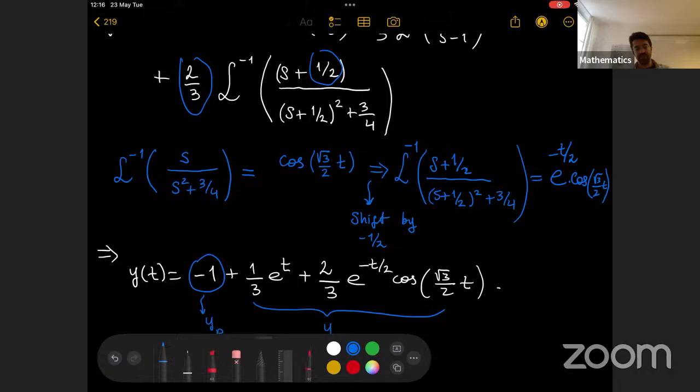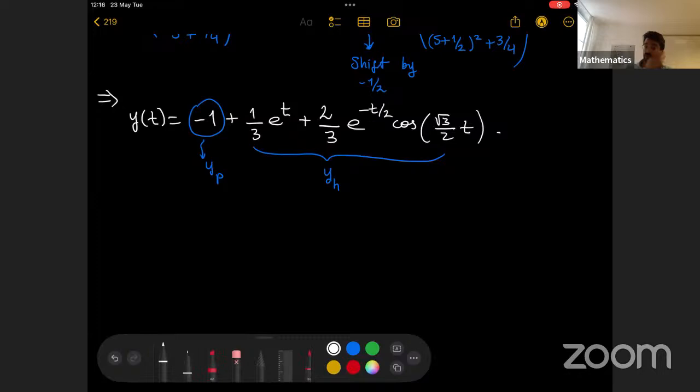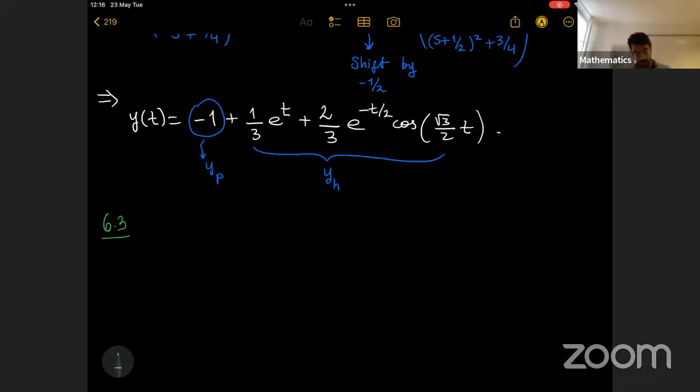Let's talk about step functions, and now we will consider differential equations where the right-hand side is not a continuous function. For this purpose, we will introduce step functions. This is 6.3, step functions. Okay.